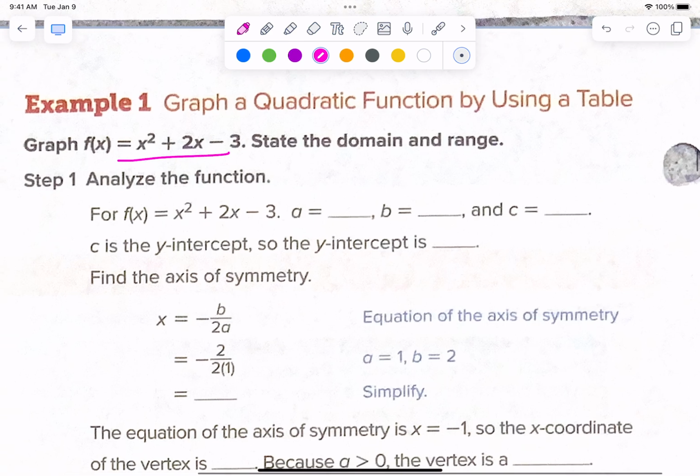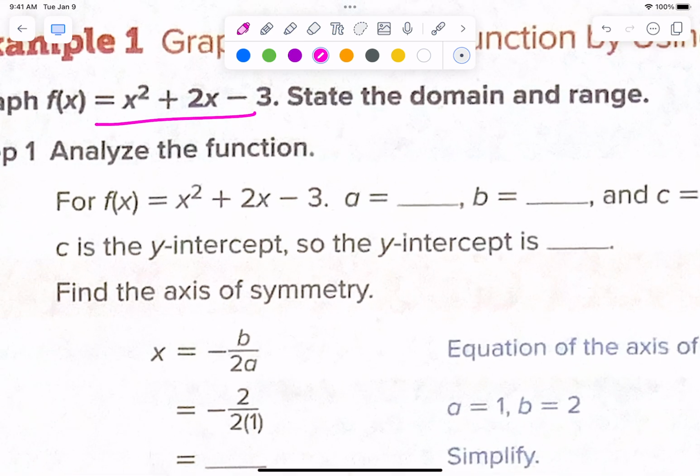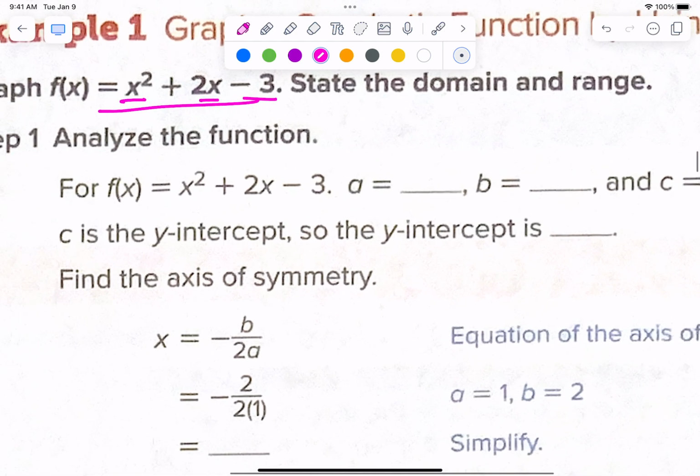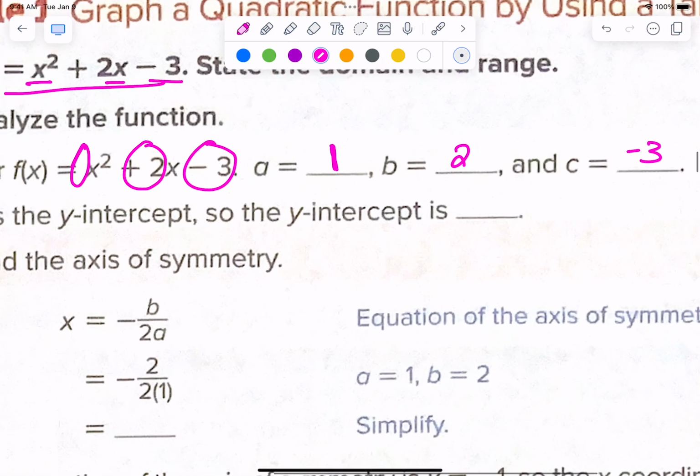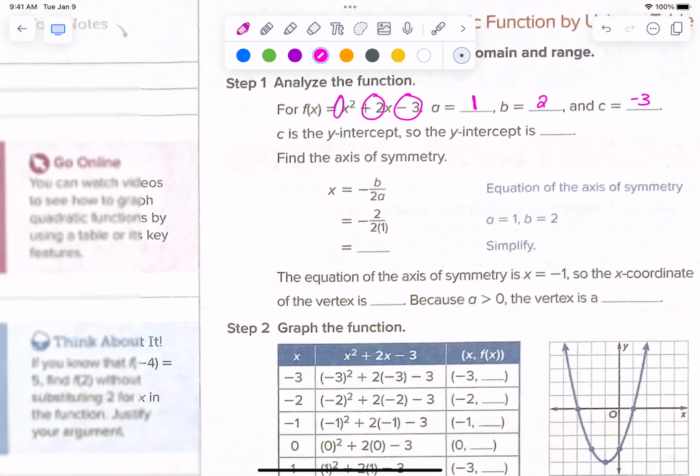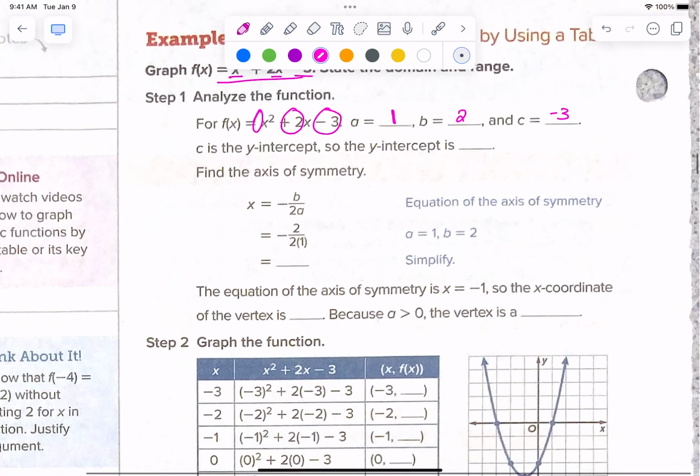So in the steps of graphing him, we want to make sure first he's in the correct order. Is he in the right order? Yeah. X squared, X number. He's in the right order, okay? Now we have to determine what A, B, and C are. A is the number in front of X squared. What is that number? 1. If there's no number, it is 1, okay? B is this number. That is 2. C is negative 3. Perfect.